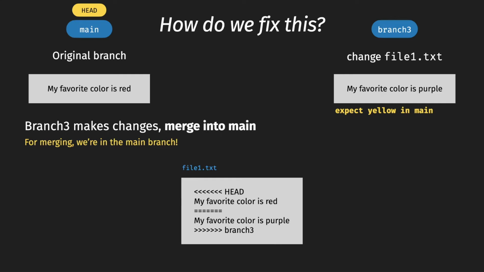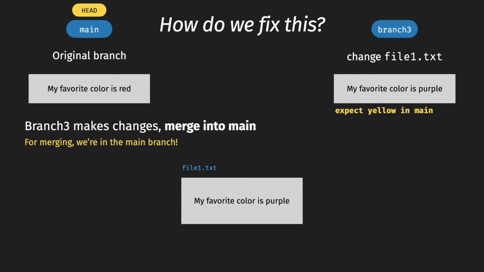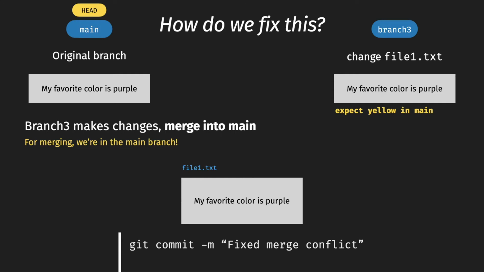In this case, because we're trying to merge branch 3 into main, I personally want the favorite color to be purple. And so I'm going to modify it and be like, okay, my favorite color is purple. This is what I'm expecting. I don't know what you're talking about with all that red business, but I want it to be purple. So the way we do this is we just create a commit. How else do we record any change? So I'll just commit it as "fixed merge conflict." It'll update the main branch because we just made the commit.